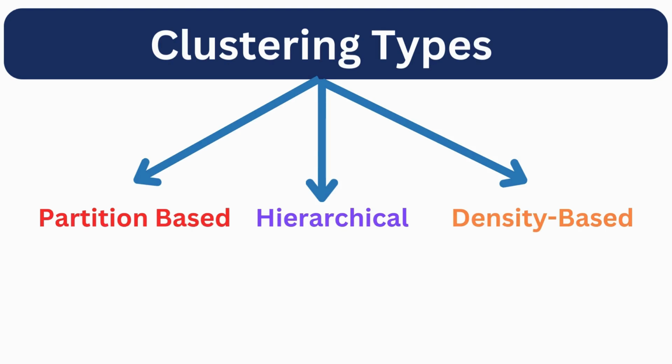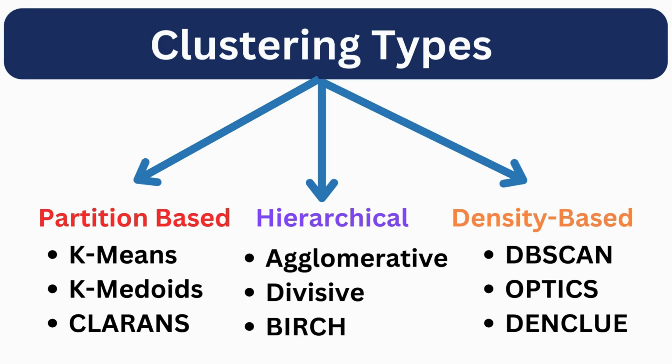Clustering algorithms are divided into three categories: partition-based, hierarchical, and density-based clustering. Partition-based clustering divides the data into non-overlapping clusters. Each data point belongs to exactly one cluster. Examples include K-means, K-Medoids, CLARANS, etc.